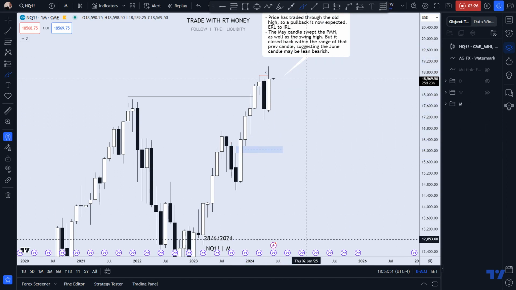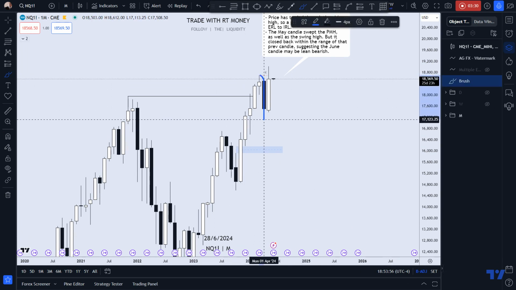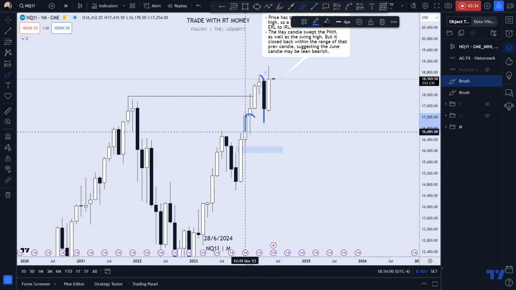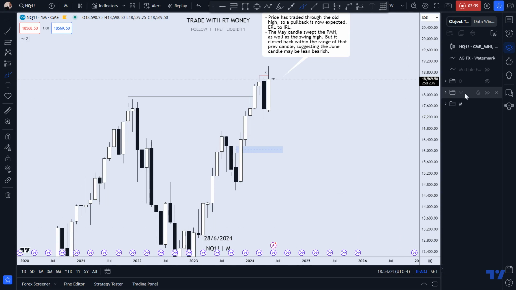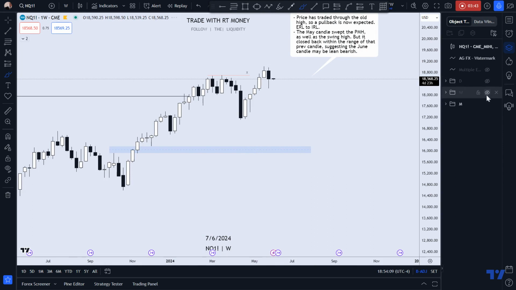So right now, we're looking for that pullback. Now we see a pullback already, but is that a deep enough one? In here, did we mitigate some fair value gaps on a lower time frame? I don't know. Let's take a peek at the weekly.